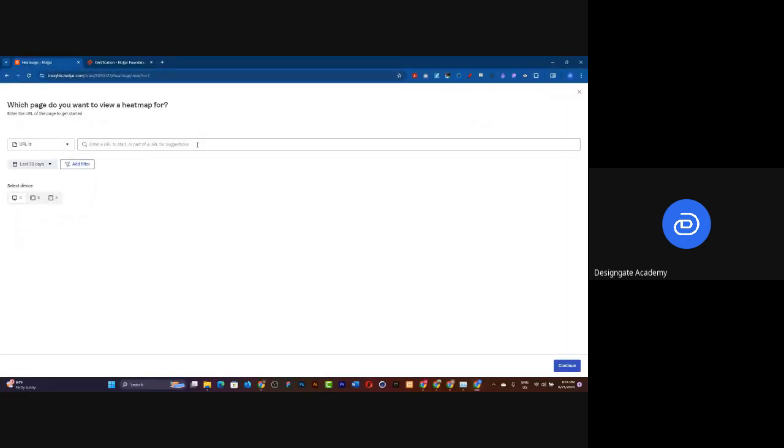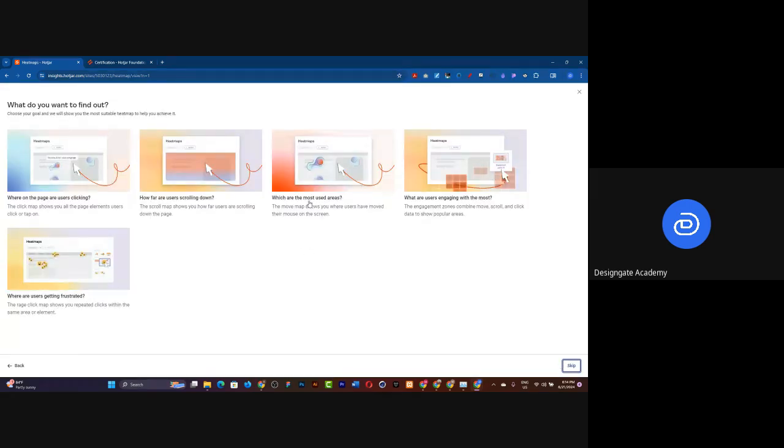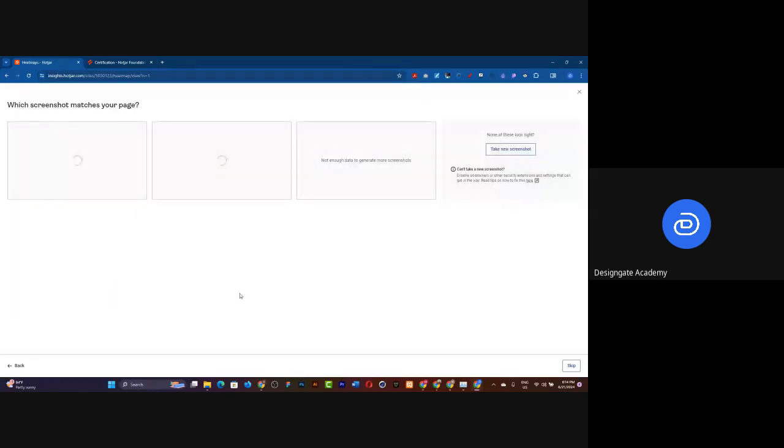I can say I want to view the homepage. Okay, the homepage. And yes, I can go to continue. I've selected the page. It's asking me what I want to do. I will say I really want to see what people are clicking on. So I select this one. It's going to now generate the heat map for that particular page.